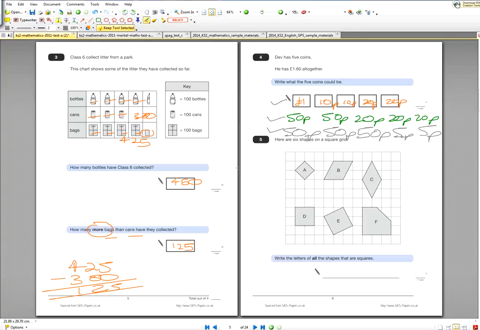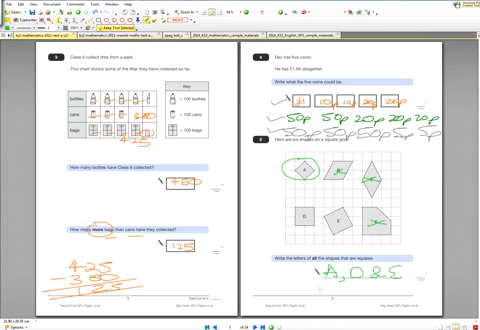Okay, here are 6 shapes on a square grid. What a horrible color, the gray. Write the letters of all the shapes that are squares. Is this a square? Yes, that's a square. Is that one a square? No. That one? No. That one? No. What about D and E? Yeah. Are you happy with A, D and E? Yeah. So A, D and E.